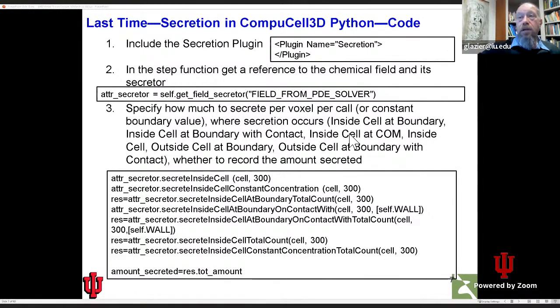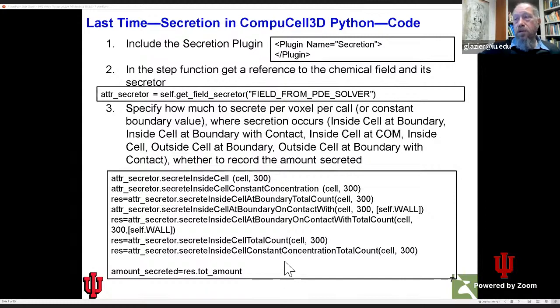And then we need to do a call that specifies the secretion. And I've given some examples of this. Secrete inside cell, secrete inside cell constant concentration, secrete inside cell at boundary with total count. And so you have all those permutations. The secrete inside cell at boundary on contact with. So here the cell only secretes when it's in contact with the wall. And you can go down the list and see. I don't have all the permutations here. There are quite a few, I think 14.